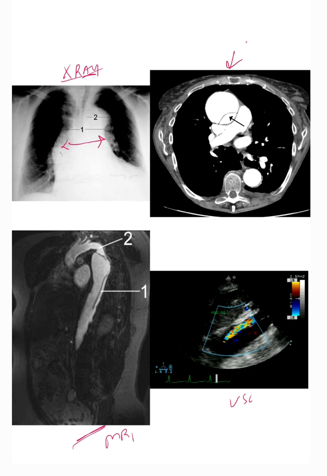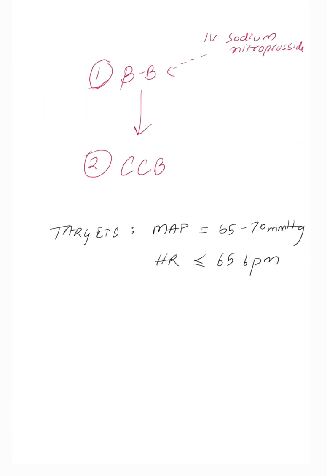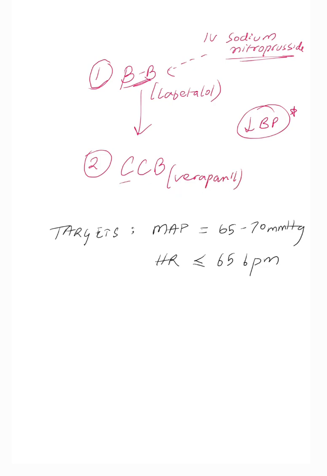Finally, let's talk about the management. Medical management includes mainly lowering the BP gradually. In very high blood pressure, sodium nitroprusside may be given intravenously, followed by a beta blocker. And if the beta blocker is not effective enough, we add a calcium channel blocker along with it. It is advisable to reduce the BP by less than 20% initially. The target for mean arterial pressure is 65 to 70 mmHg, and for heart rate, it's less than or equal to 65 beats per minute.